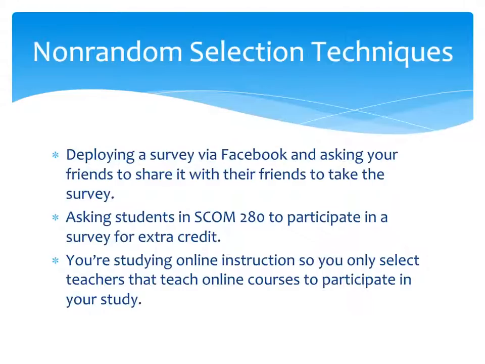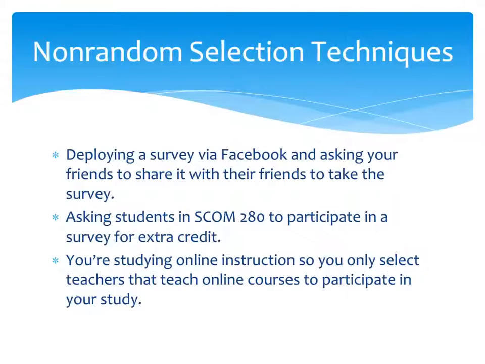If I am deploying a survey via Facebook and asking your friends to share it with their friends to take the survey, what non-random sampling technique am I using? If you said network or snowball, that's correct. So in those, we distribute a survey and ask other people to forward it along. You can get a lot of people very quickly doing that, if you have friends.